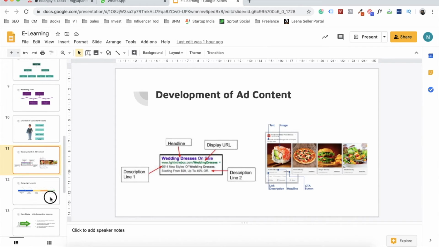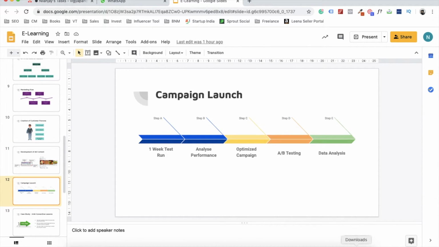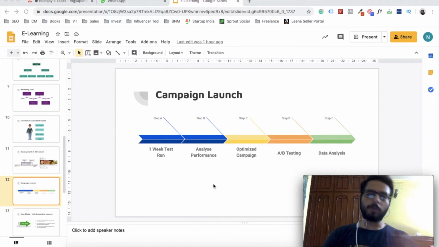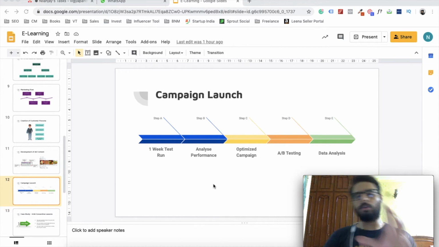Now the third one is the campaign launch, of course. I have defined in a stepwise format here that, okay, the first week is going to be a test run, then I'm going to analyze the performance, I'm going to optimize the campaign, and I'm going to do A/B testing, I'm going to do data analysis.